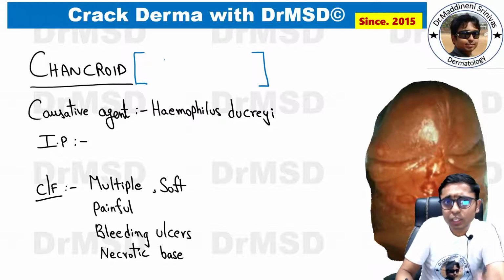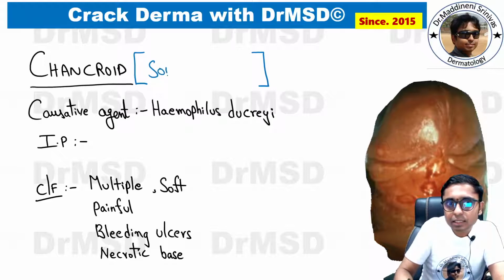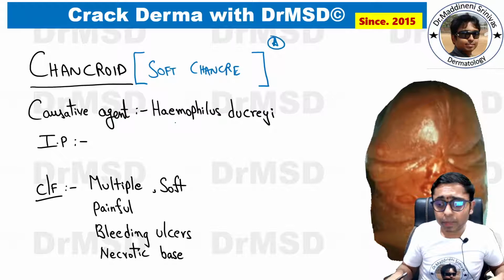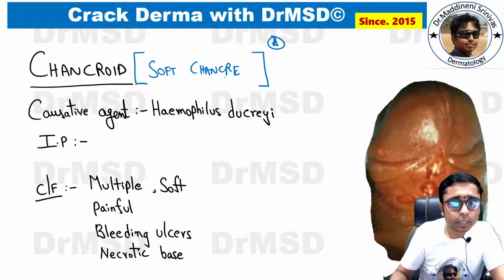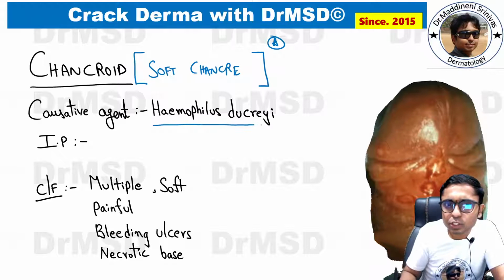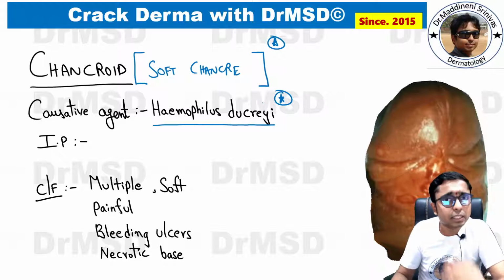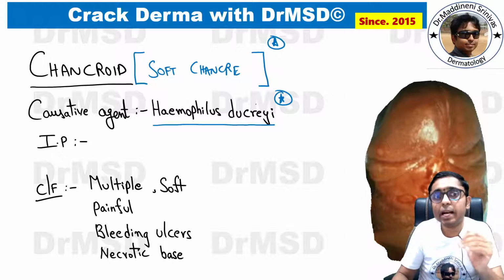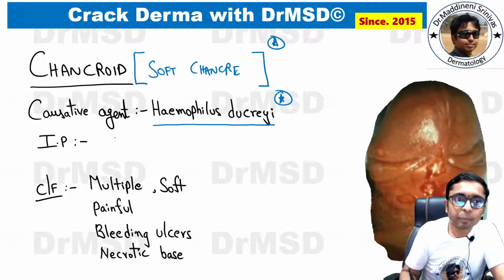So CHANCROID, it is also called as soft chancre. So that is another name for this condition. You should all know this. And the causative agent, incubation period, these are the most important things along with the clinical features. So the causative agent is Haemophilus ducreyi. Please remember, in the exam they can simply give you what is the causative agent of this condition. That also can be a question. Yes, it is Haemophilus ducreyi. And incubation period is 3 to 10 days.